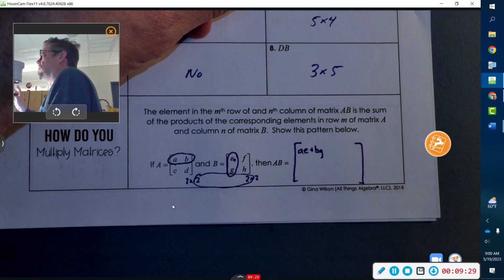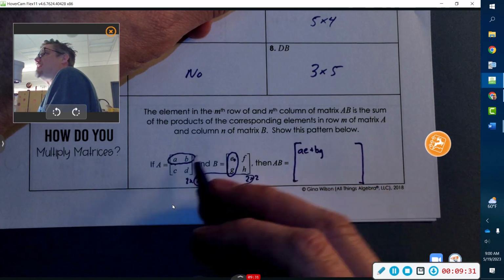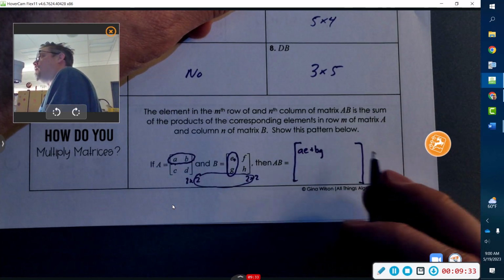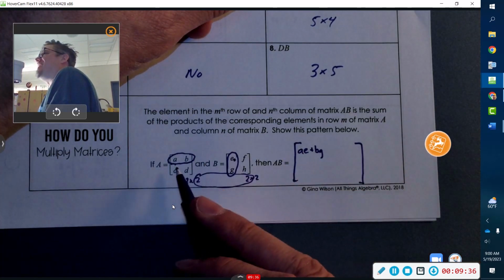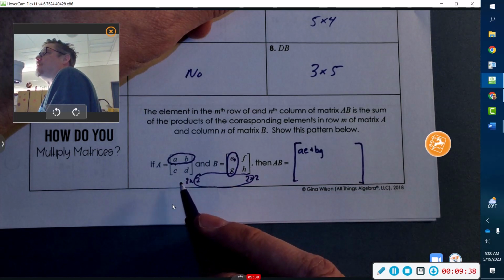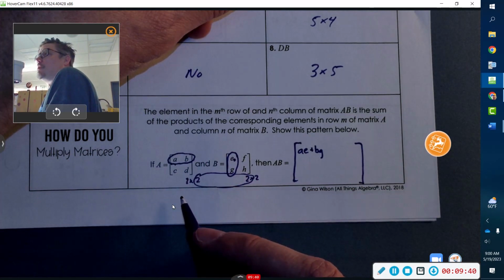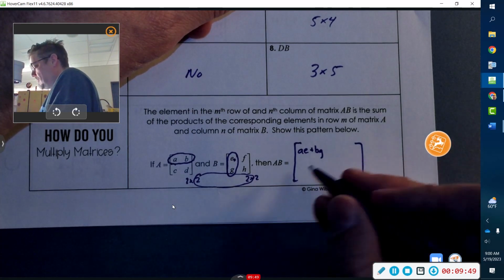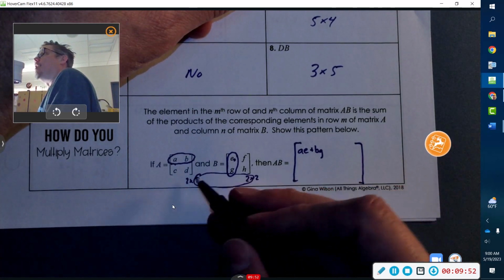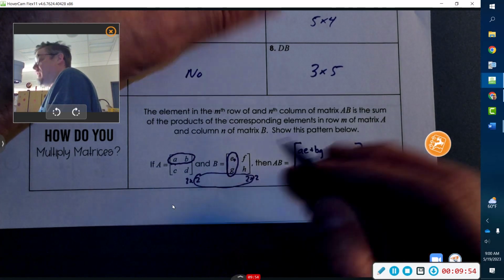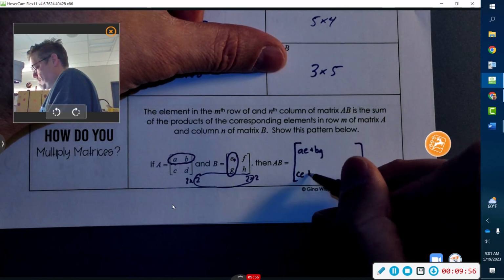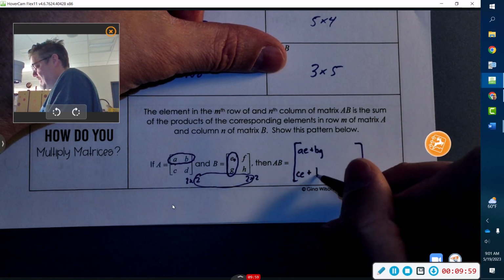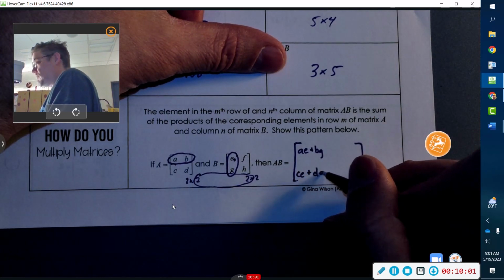So there's a mixed bag. That's why I went across, because I think that's what I would probably do. But if you went down, what do you think we would do to go down? Use CD. You'd use CD. You got it. Yep, you got it. So if we went down, we're going to go C times E plus D times G.